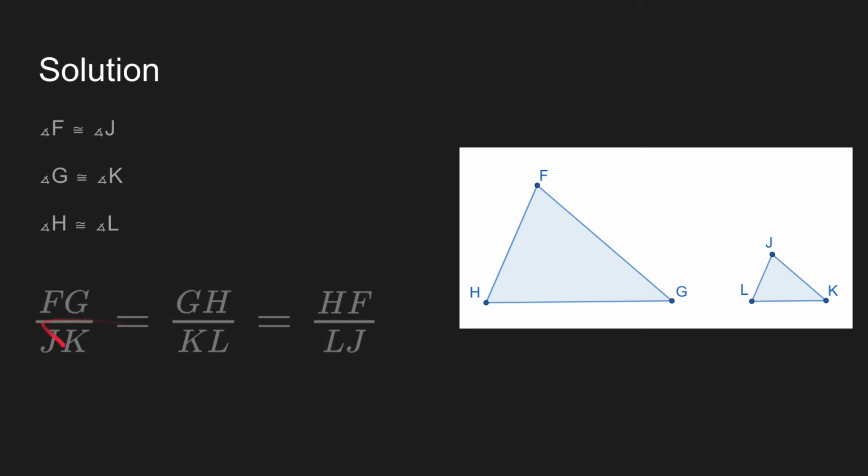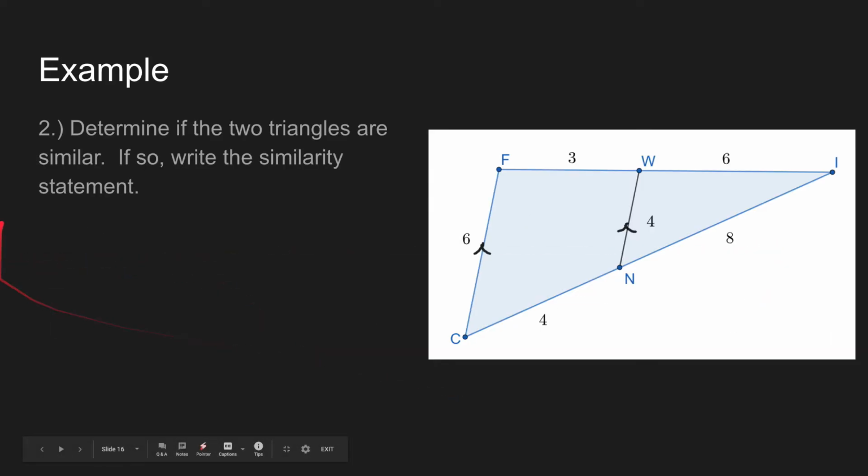Okay, so FG to JK has got to equal the ratio between GH and KL, which has to equal the ratio between HF and LJ. So lots of stipulations for dealing with similarity. Okay, so in here we're going to determine if the two triangles are similar. If so, write the similarity statement.